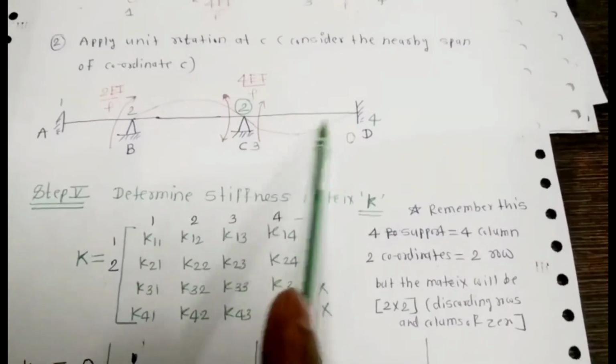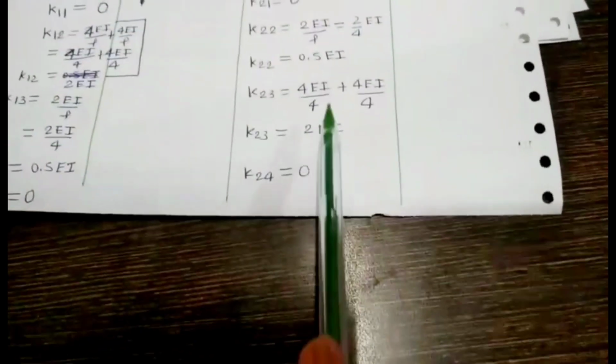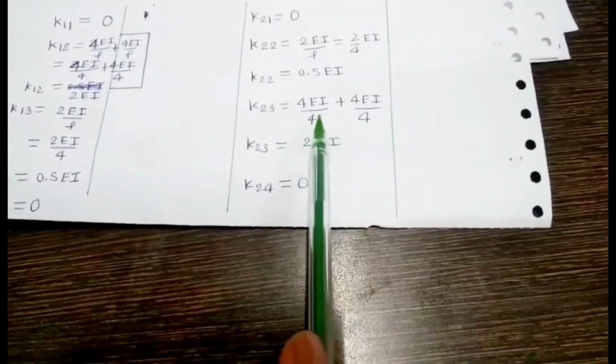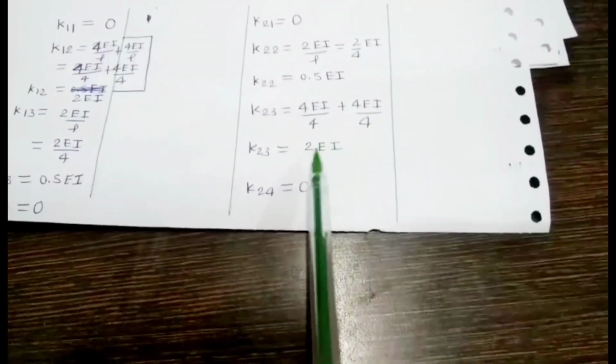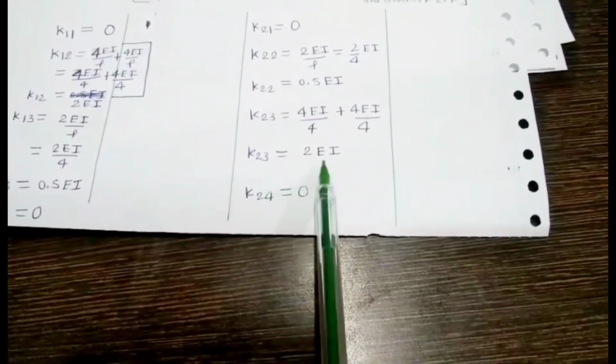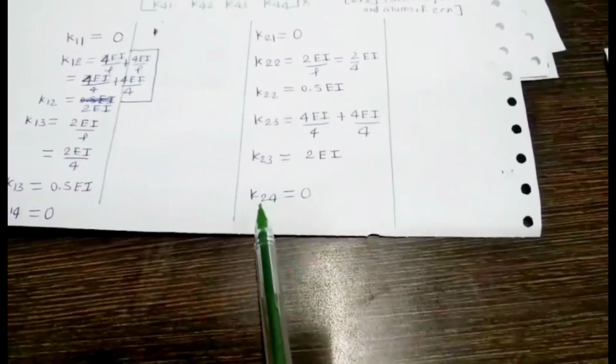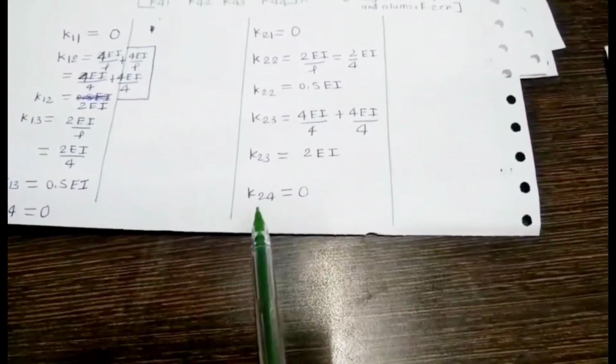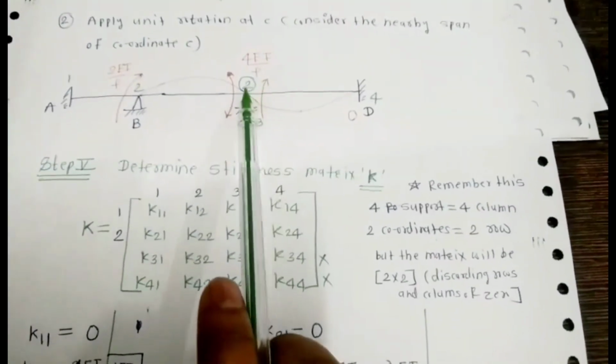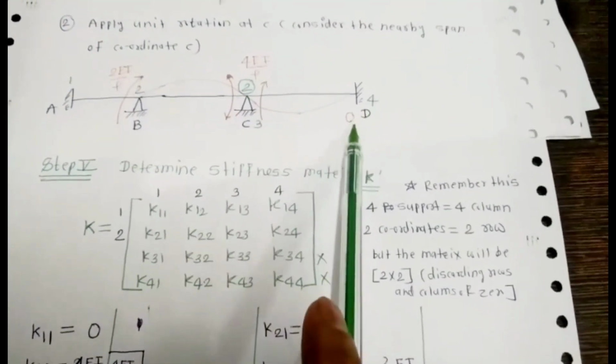So 4EI upon 4 plus 4EI upon 4 for this span. So you will get the value 8EI upon 4. So K23 will be 2EI. Now K24, that is the second coordinate effect on the fourth point. You can see here the second coordinate effect on the fourth point is 0. So K24 will be 0.